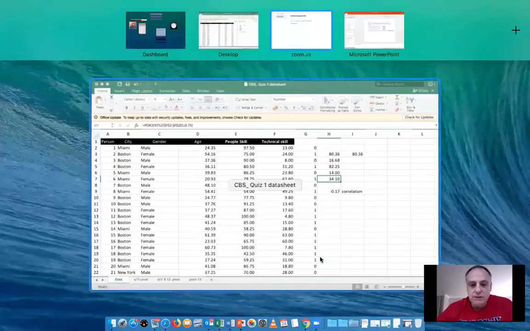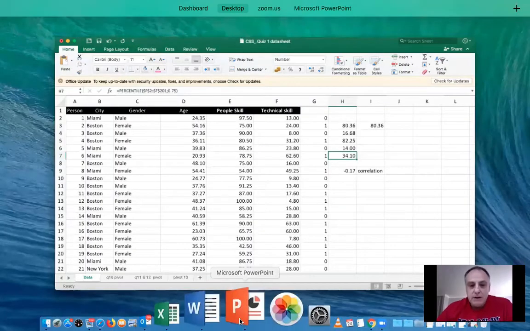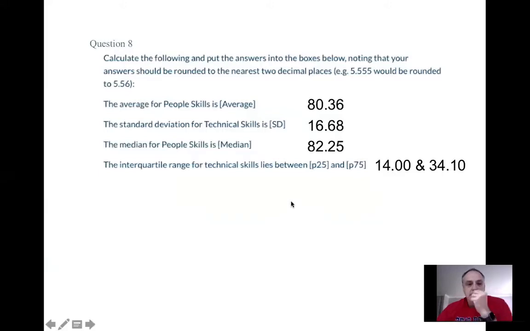This is part 2 of the test questions. So we were using this database over here. And if we look at the questions, it said calculate the following and put the answers into the boxes below, noting that your answer should be rounded to the nearest 2 decimal places.